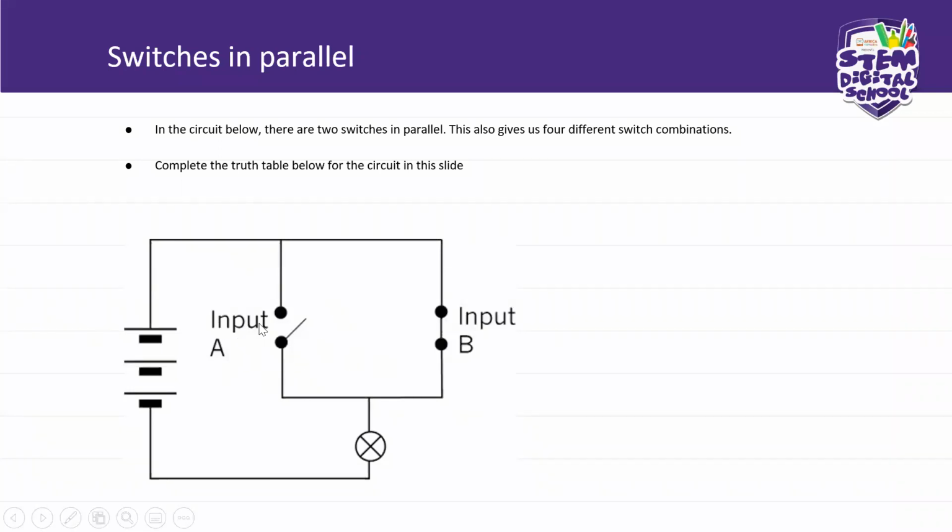Okay, if input A is open and input B is closed, will there be light in the output in the lamp?